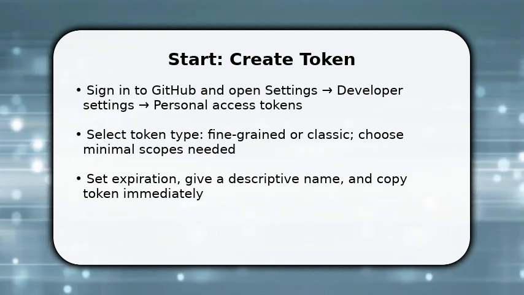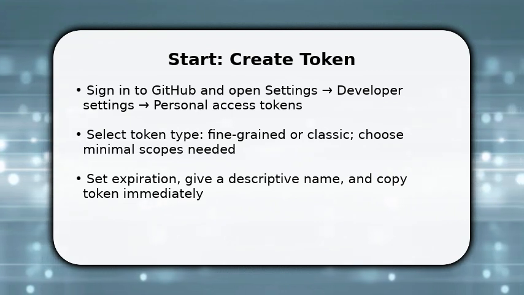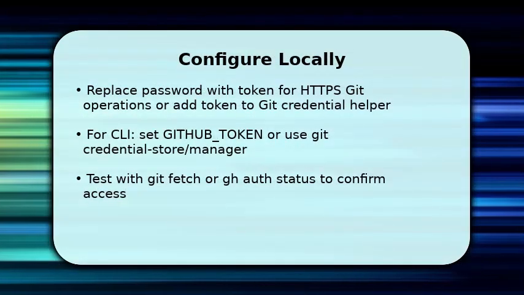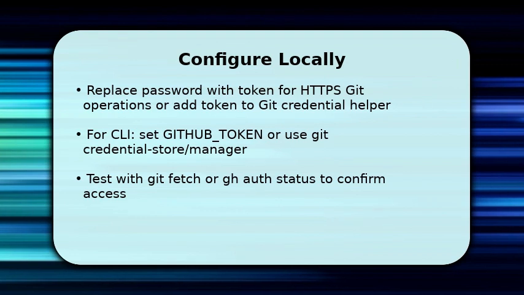Once you have the token copied, configure your local environment. You can paste the token in place of your password when using HTTPS or add it to a credential helper so Git remembers it. Alternatively, export it temporarily as an environment variable for scripts or set it in your CI as a secret. Make sure to run a test command like git fetch or auth status to confirm permissions.